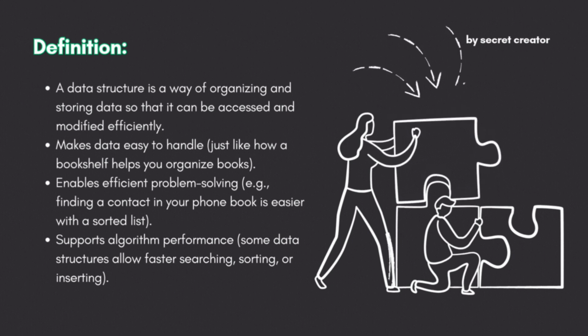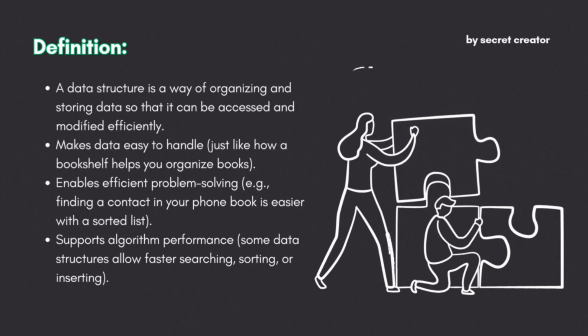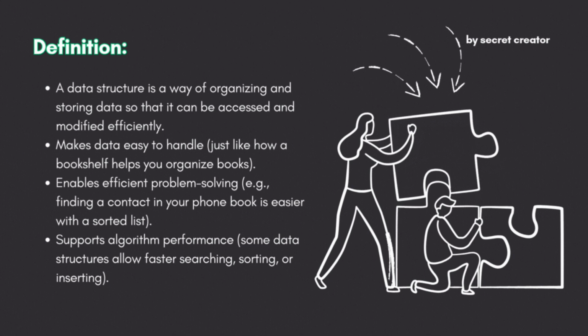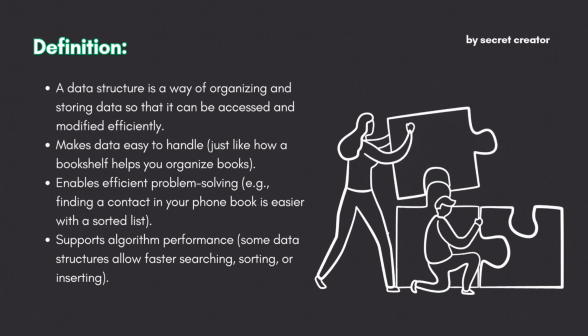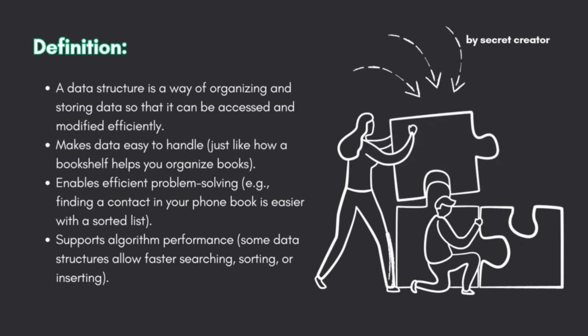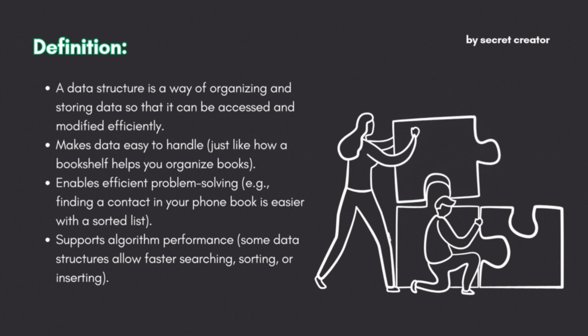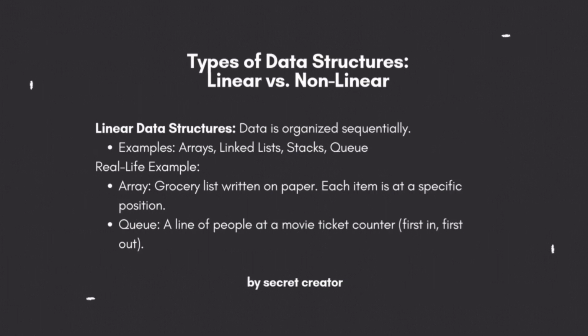Example for real life. Think of an array like a box of chocolates arranged in a line. Each chocolate is in a specific position, which makes it easy to pick the one you want. A linked list, on the other hand, is like a train. Each carriage is linked to the next, and you can add or remove carriages without rearranging the entire train.